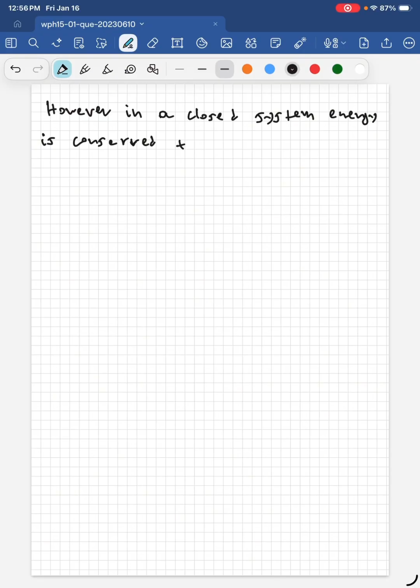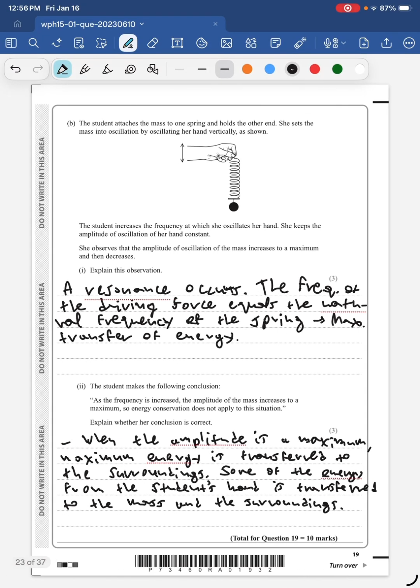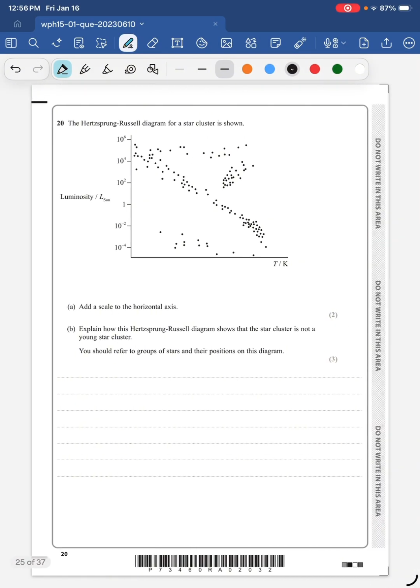In a closed system, let's write the total energy. So the total energy is conserved, therefore the student is wrong. In other words, all the energy from the hand goes to the mass plus the surroundings, okay? That doesn't mean that energy is lost. I mean, the conservation of energy is always valid. All right, question 20.